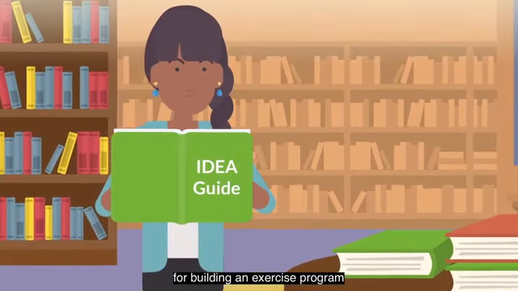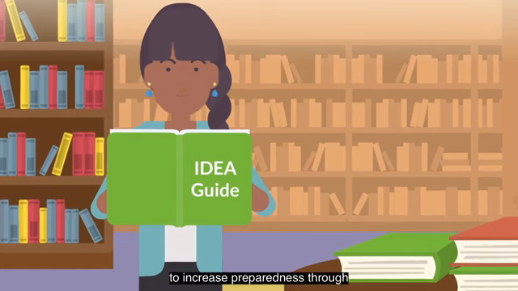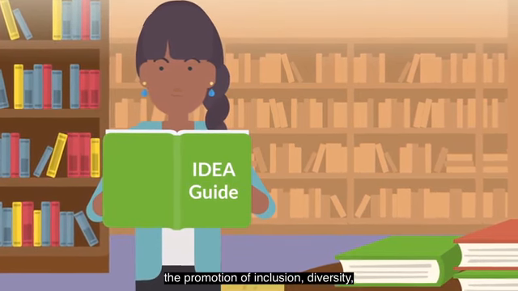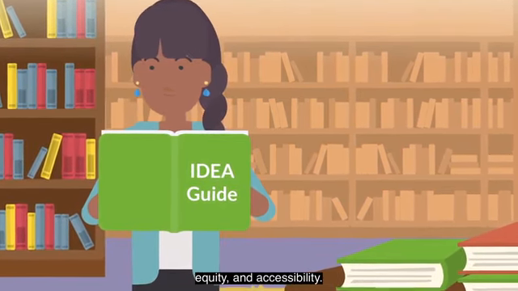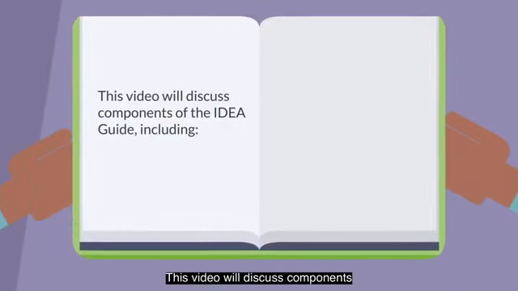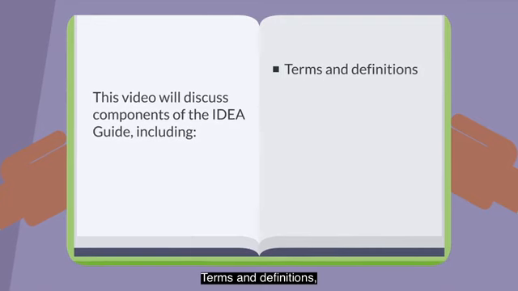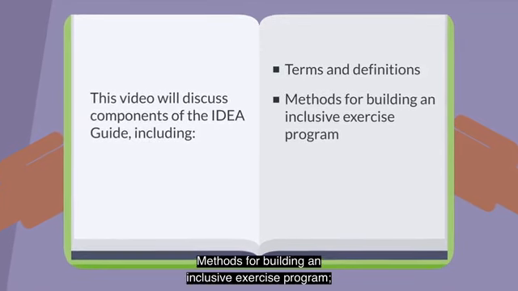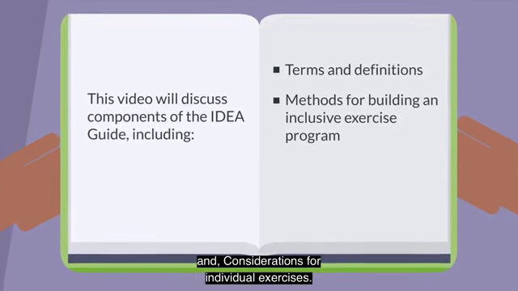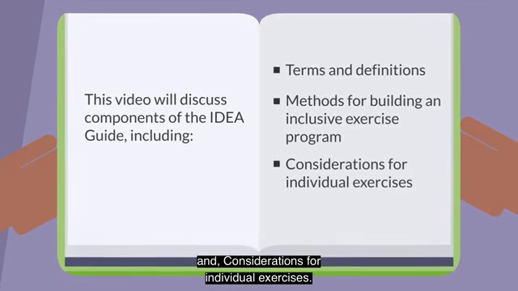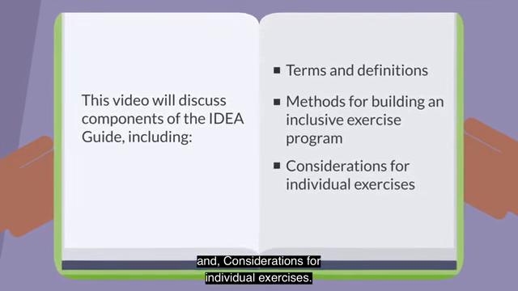The Inclusion, Diversity, Equity, and Accessibility in Exercises, or IDEA Guide, provides information, tools, and resources for building an exercise program to increase preparedness through the promotion of inclusion, diversity, equity, and accessibility. This video will discuss components of the IDEA Guide, including terms and definitions, methods for building an inclusive exercise program, and considerations for individual exercises.